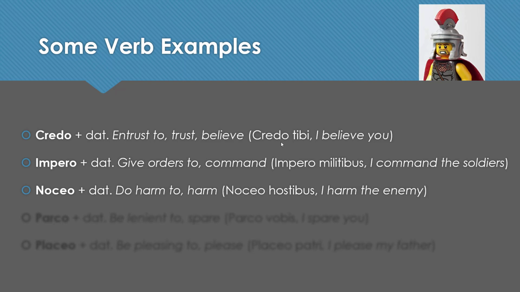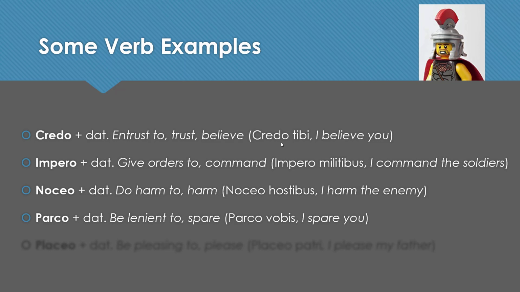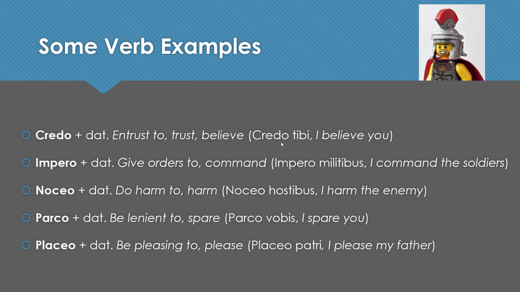So attitude maybe is a bad word there, right? These are all saying, I trust, it's a feeling maybe, I command, I want you to do something, I'm doing harm to you. That might be a little bit like you're thinking meanly of someone. Parco plus a dative: to be lenient to someone, or sparing in the direction of someone else. So parco vobis, I spare you, right? So it's just using those datives. And then with placeo, pleasing, to please. You could say, I am pleasing to my father, or that you please them, because you're good boys and girls, whatever.